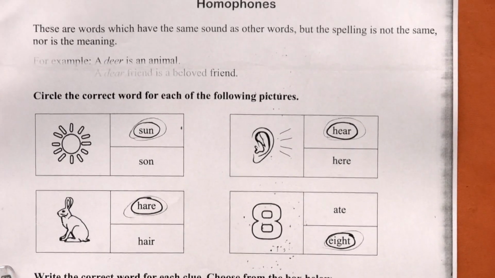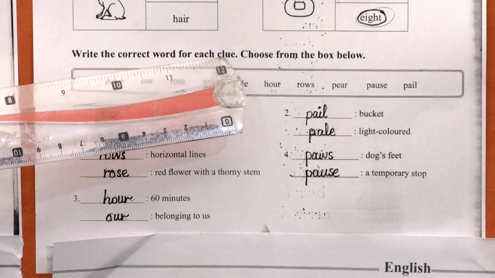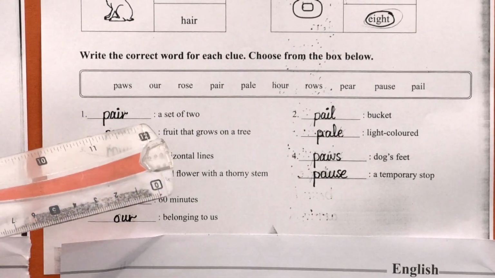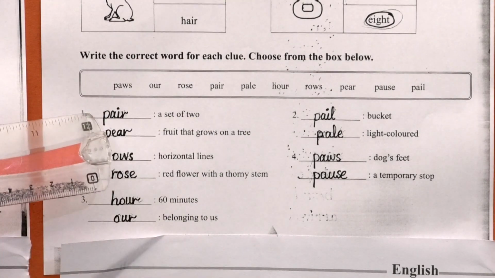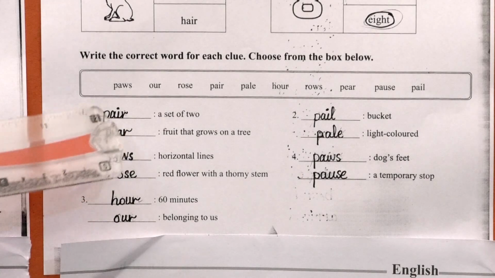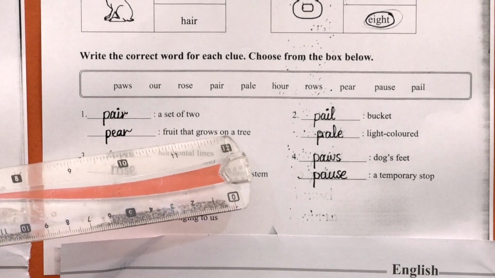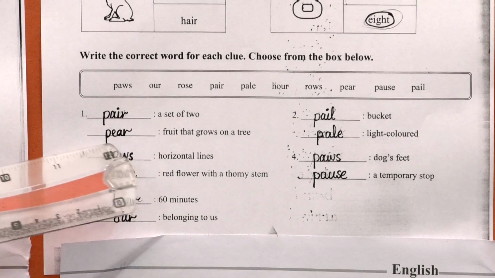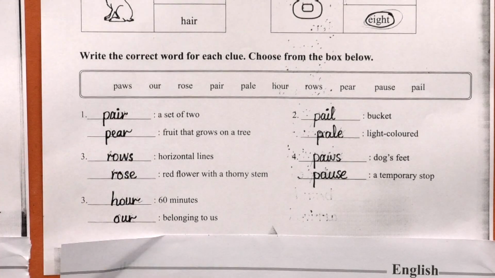Moving on to the second question, write the correct word for each clue. Choose from the box below. A set of two. Pair, P-A-I-R, pair. A pair of two. Fruit that grows on a tree. Pear. Pair, pear. Both have almost the same sounds but have different meanings and different spellings.